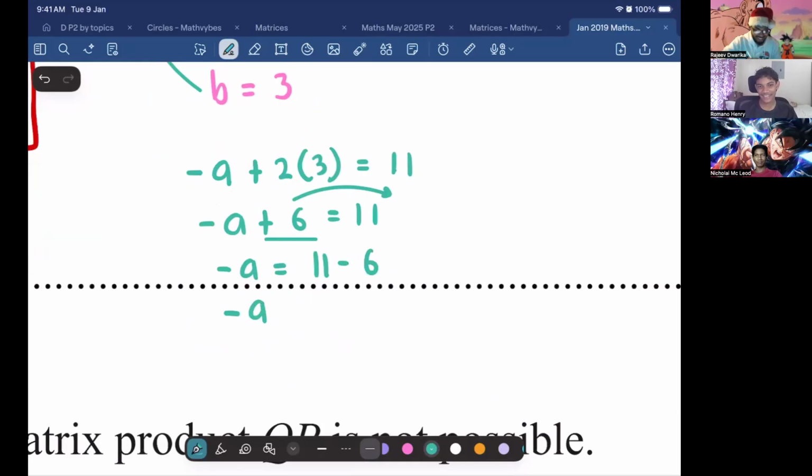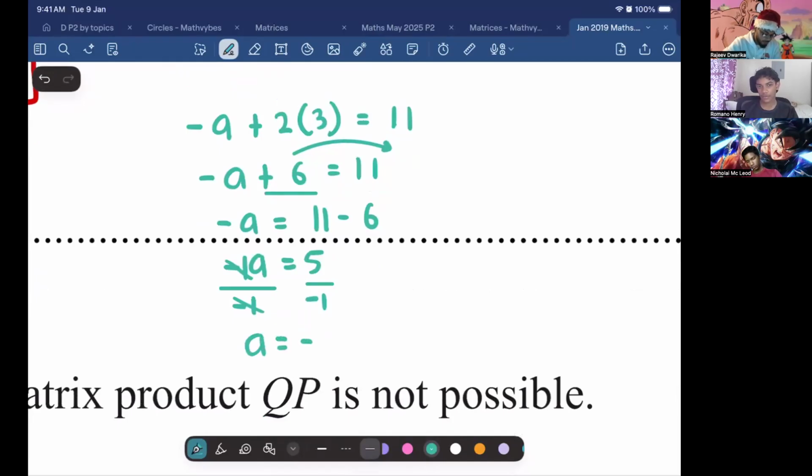What is 11 minus 6? 5. We want to find negative a or a? a. Right. So you would divide both sides by negative 1, because you're not seeing it, but this is negative 1a. You could also multiply both sides by negative 1. So the negative 1 and the negative 1 would cancel off, and you would end up with negative 5. Are you all confused or do you understand? No, sir, I understand.